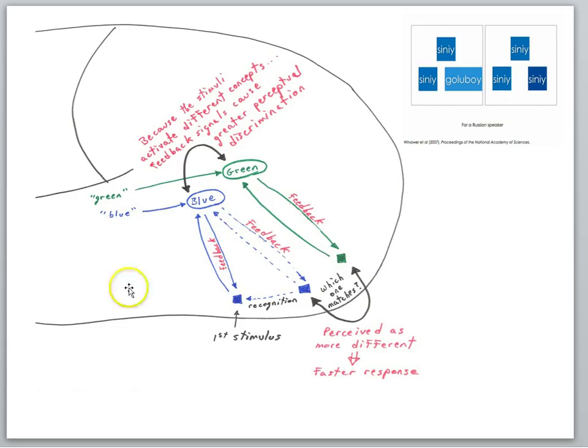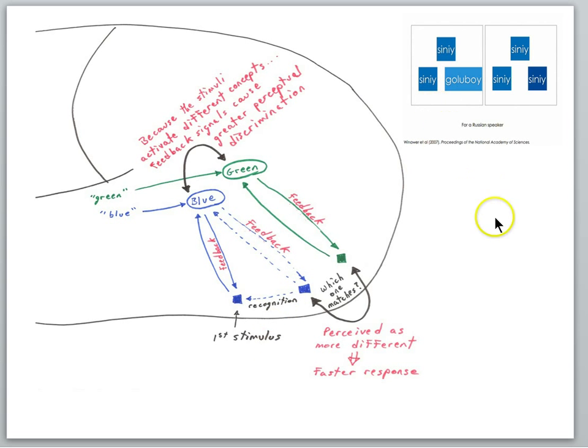For this example on the brain here, we're going to stick with English speakers, and instead of variations of blue, we'll do the blue-green distinction. So we have two different concepts, two different terms for blue and green. So let's see what it would mean for the language system to somehow influence perception.